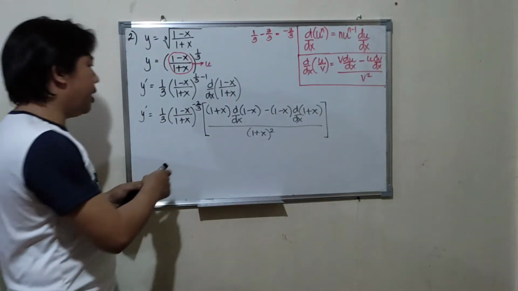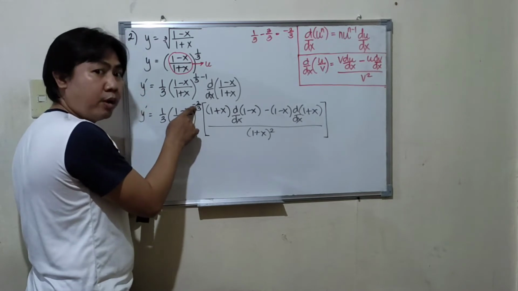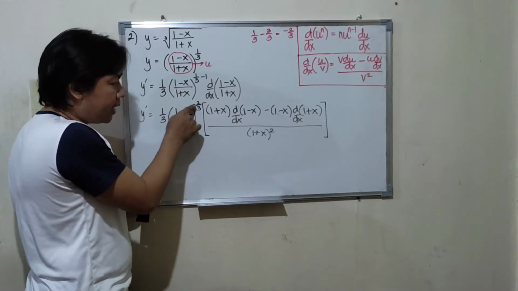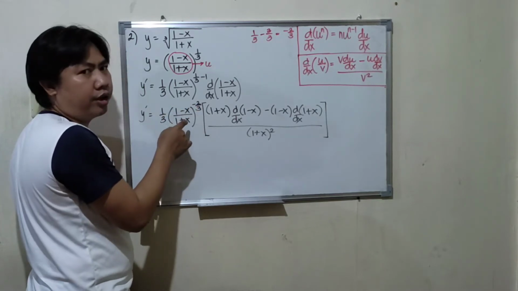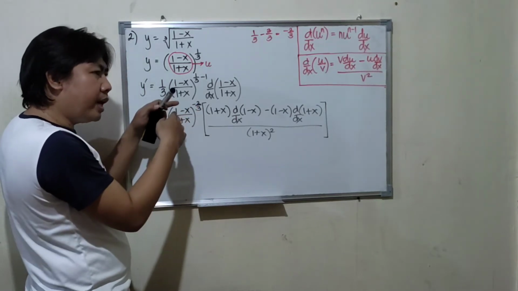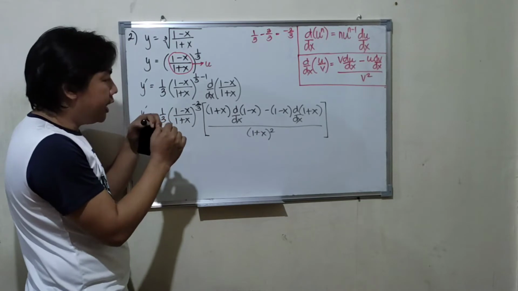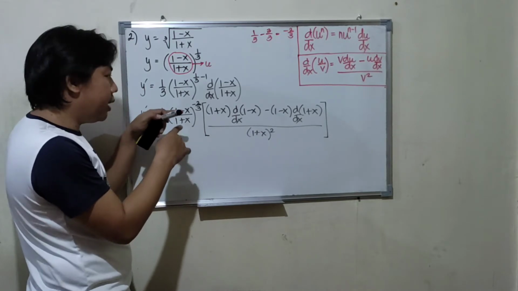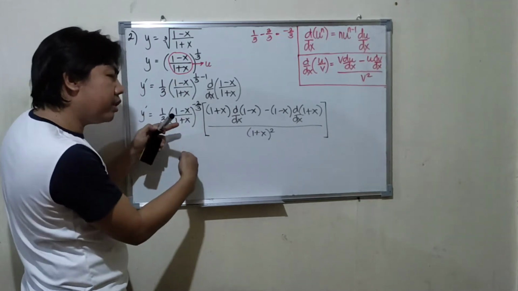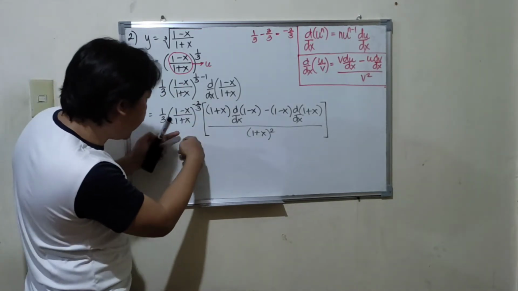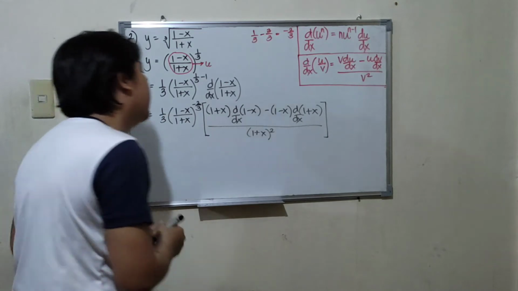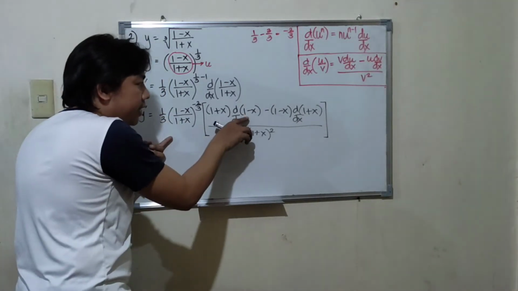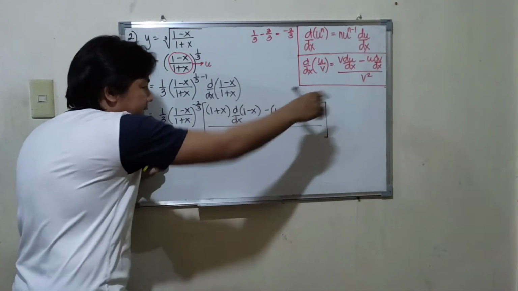Okay, so we have a negative exponent. To simplify, let us distribute first the exponent to the numerator and denominator. Then later, we will use the negative exponent rule, so we can put the negative exponent in the denominator and the negative exponent in the denominator to the numerator, then make it positive. At the same time, we will get the derivative of 1 minus x and 1 plus x.